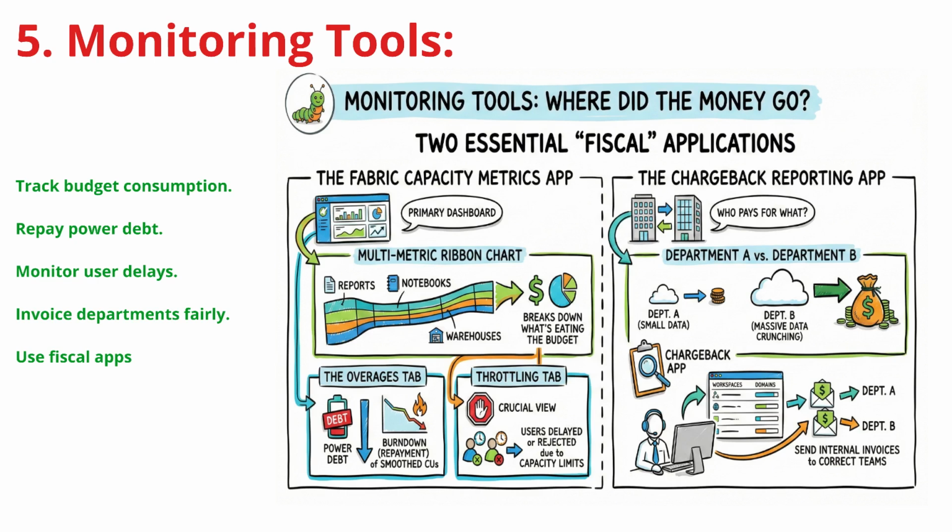For the big picture, the Chargeback Reporting app answers the ultimate question: who pays for what? It ensures that a smaller department isn't footing the bill for another team's massive data processing. By viewing resource usage by workspace or domain, administrators can easily see who is using the most resources and send internal invoices to the correct teams. With these tools, you finally turn on the light and stay in total control of your cloud spend.